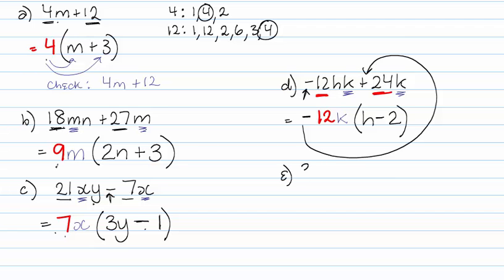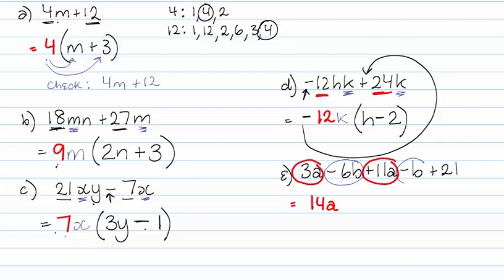Now last example, 3a minus 6b plus 11a minus b plus 21. I always say to students with questions, you should always look to see if you can simplify first. In this case we do have some common terms. So 3a plus 11a is 14a. Negative 6b take b is negative 7b. And we only have one constant, so we put that at the end, the plus 21.